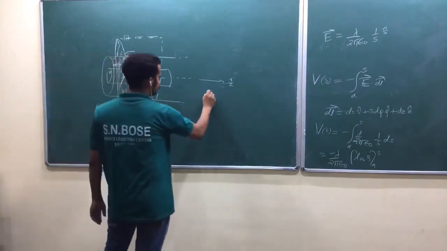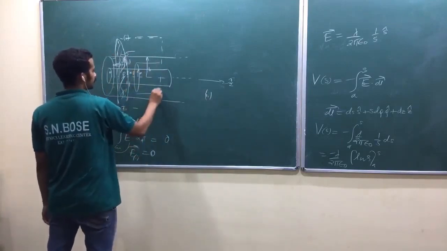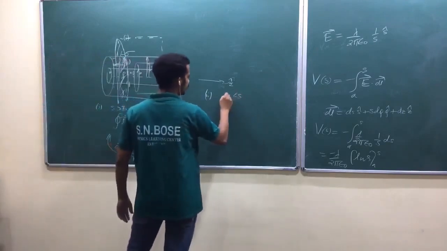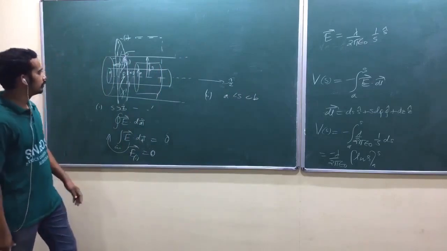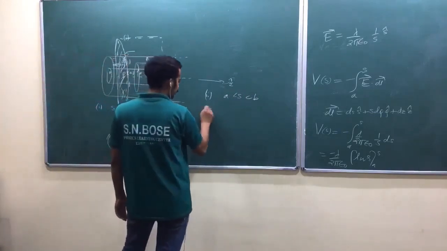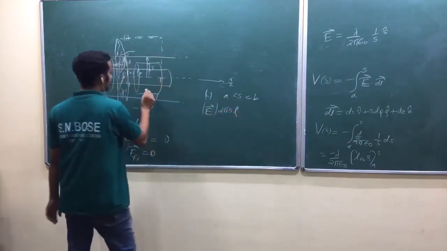So second region. If I take Gaussian surface in the second region, at a distance S, now my S is between A to B. Second region. So in between those, then obviously this part will be mod of E into 2 pi S into L. Let me write directly now.